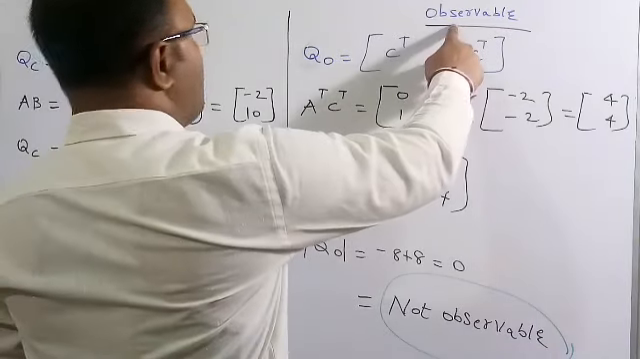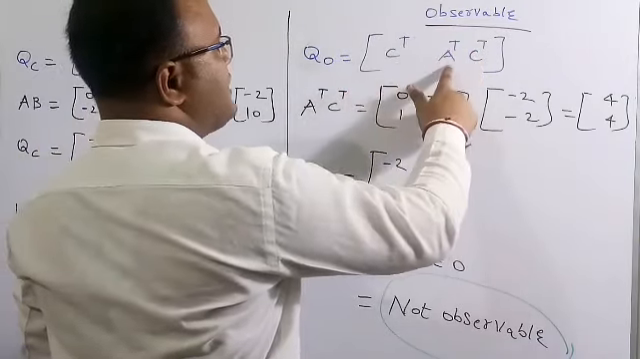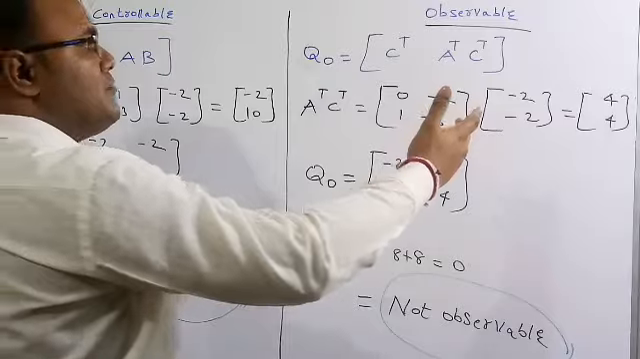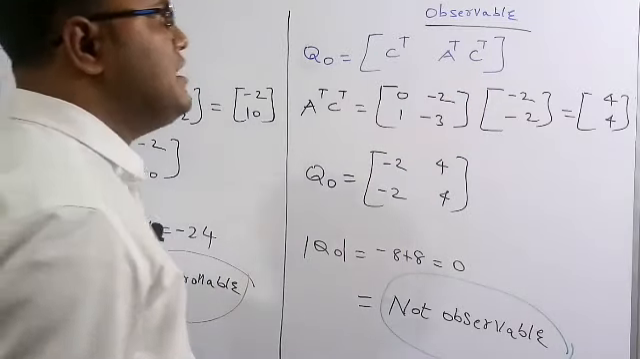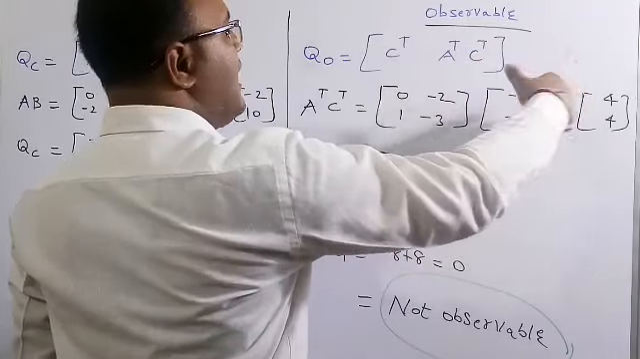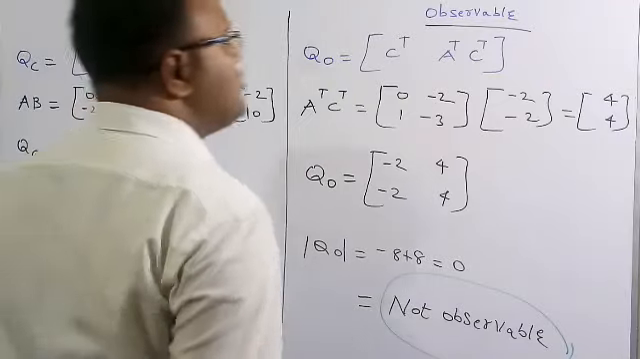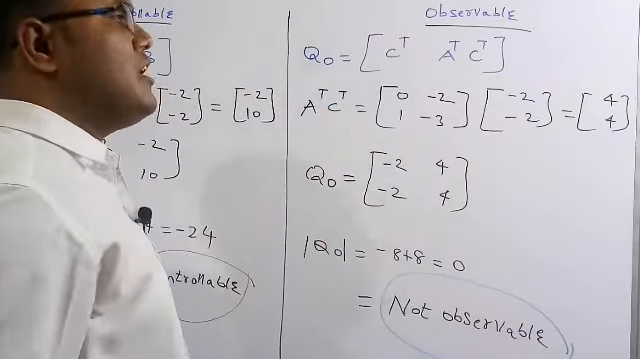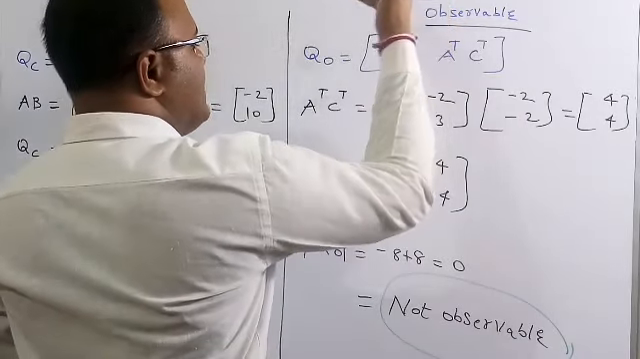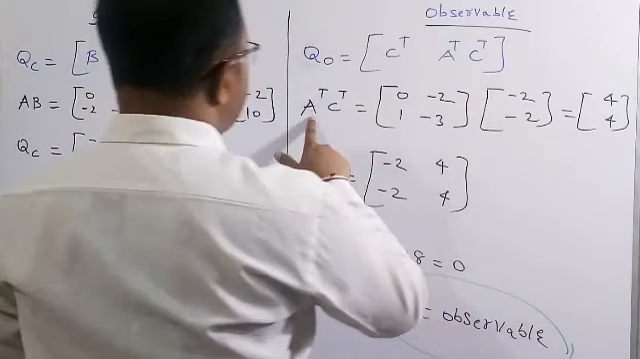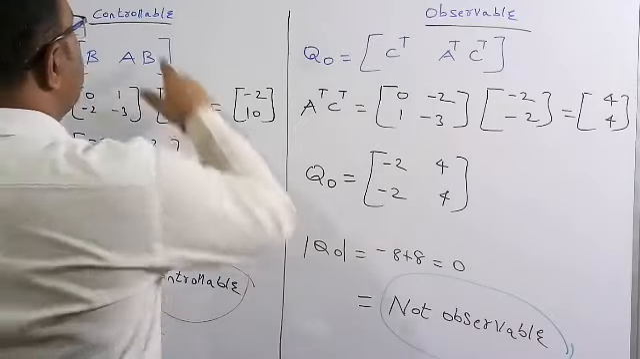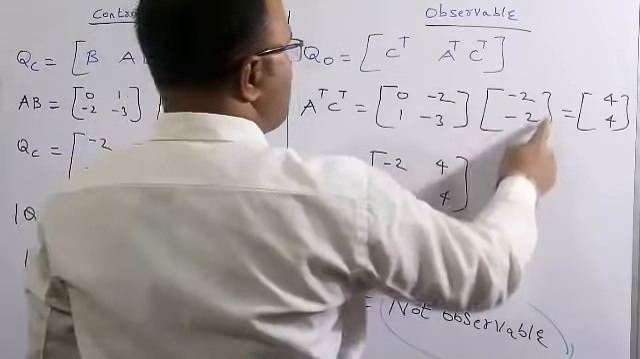And by the observability property, Qo is equal to [C transpose, A transpose into C transpose]. This is a column matrix and this is also a column matrix. If the matrix is 3 by 3, we need to find another column, A transpose whole square into C transpose, and similarly go on. But in this case the matrix A is only 2 by 2, so the order of the observable matrix is also 2 by 2. C transpose means it is a row matrix, so if you do the transpose we get a column matrix. A transpose means changing rows to columns and columns to rows. After transposing we get this A transpose and C transpose.